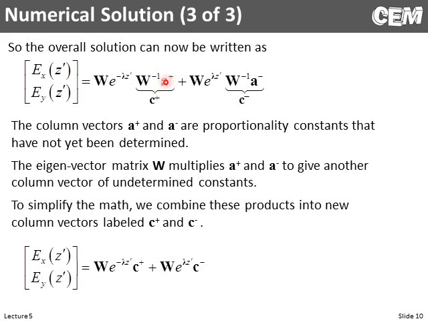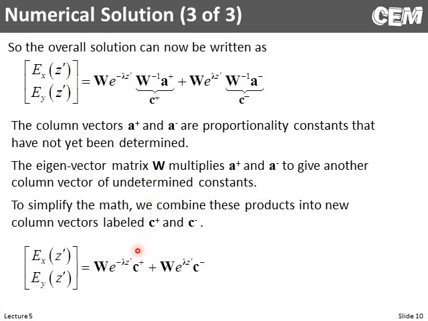So these proportionality constants, or sometimes they're called initial values, we don't know those yet. We have to calculate those. This inverse eigenvector matrix, we will know this at this point. This will be filled with numbers. So we have a big square matrix multiplying a column vector of unknowns. This just leads to another column vector of unknowns. So we'll call that C.